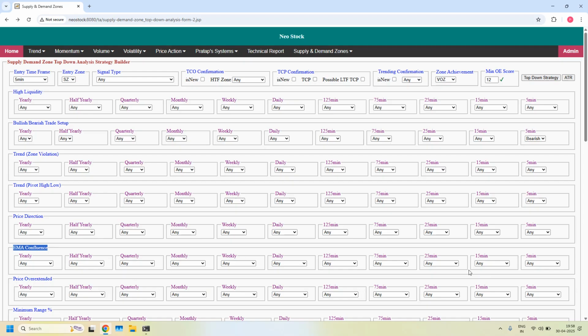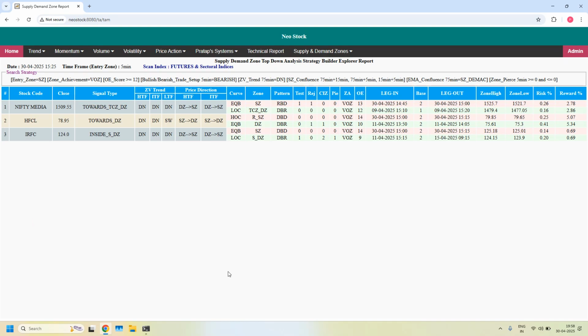The EMA confluence at 75 minutes time frame, checking whether the 75 minute supply zone has daily EMA confluence. At the same time, trend on the 75 minutes should not be sideways, it should be downtrend because it is a bearish trade setup. Let's filter. So 3 stocks are filtered. So these 3 5-minute supply zones might be having higher probability to get success. Maybe that is the reason why this stock is already tested and moving towards the demand zone already. So this is the bearish trade setup for hourly income trade.